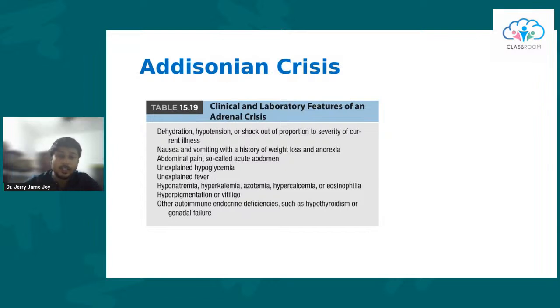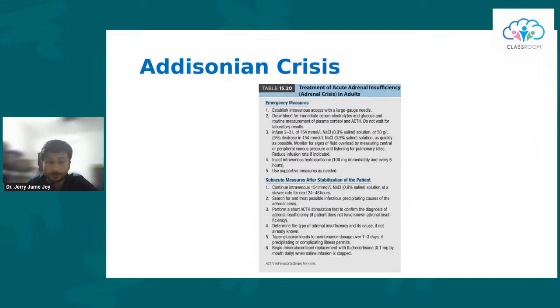So usually Addisonian crisis is an emergency situation. They present with dehydration, hypotension, or shock out of proportion to the severity of the current illness. They may have nausea and vomiting, and they may present with acute abdomen also. They may have hyponatremia, hyperkalemia, or hyperpigmentation or vitiligo. This is seen in patients who have a primary adrenal insufficiency.